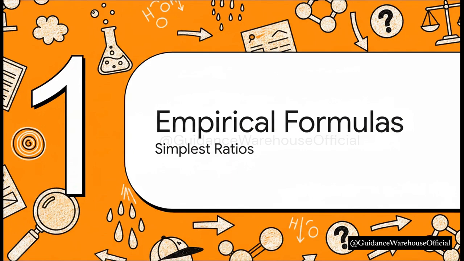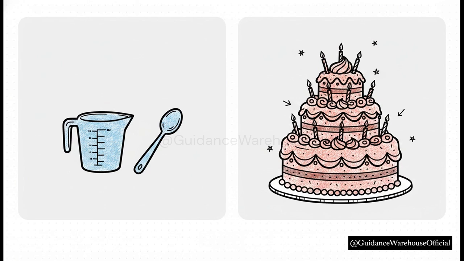Section 1. Empirical versus molecular formulas. To kick off our detective work, we first really need to understand the language of chemical formulas. There are two main types you need to know, and confusing them is a very common student mistake. Think of this whole thing like baking. The empirical formula is basically the foundational recipe. It's the absolute simplest bare bones ratio of ingredients. For example, 1 part sugar to 1 part flour.